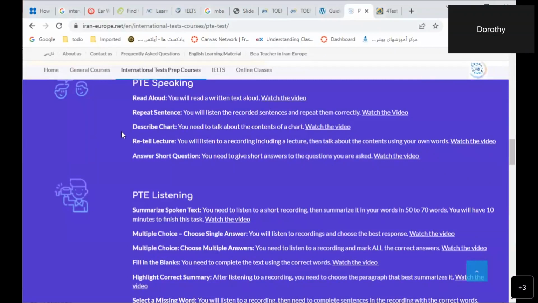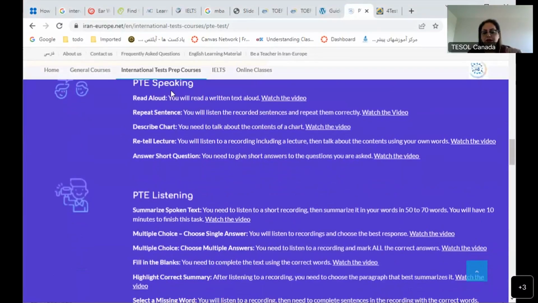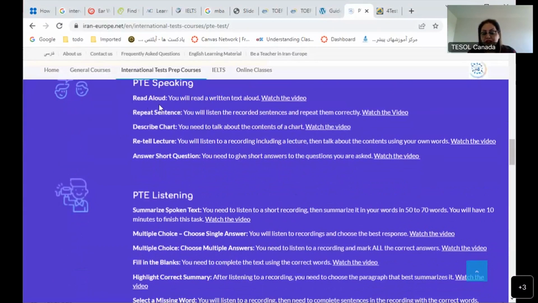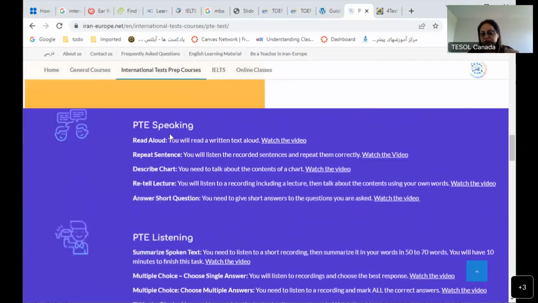Okay. So here are the types of questions for PTE speaking. They have to read aloud. They have a text and they have to read it aloud. Then they need to repeat: they hear a sentence and repeat it. Describe the chart, and retell the lecture. So they listen to a recording that includes a lecture, then talk about the content in their own words. And answer short questions. That goes for speaking.